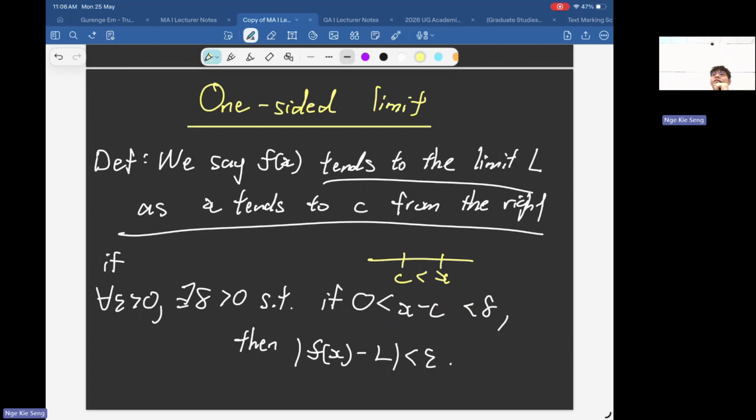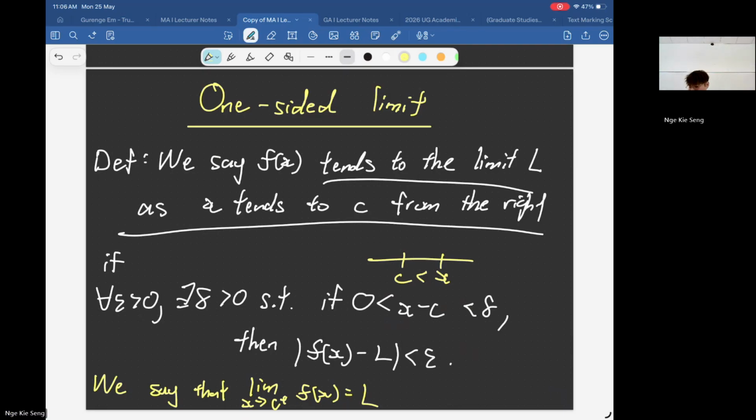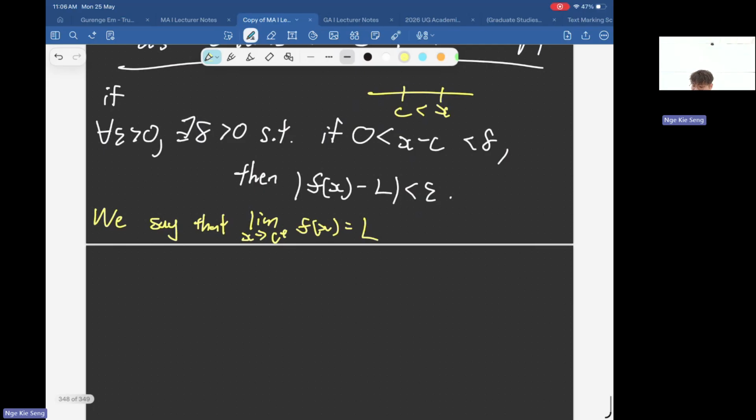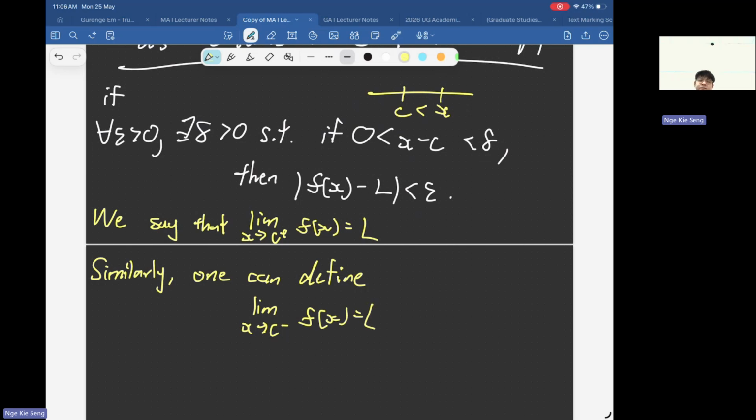Good. So that's the left hand side. Okay, so here we will write it as, in this case, we will say that lim x to C plus of f(x) equals L, like that. Okay, so this is what we mean using epsilon delta. Okay, so similarly, one can define the right hand limit. So lim of x goes to C minus f(x) equals L, like that.